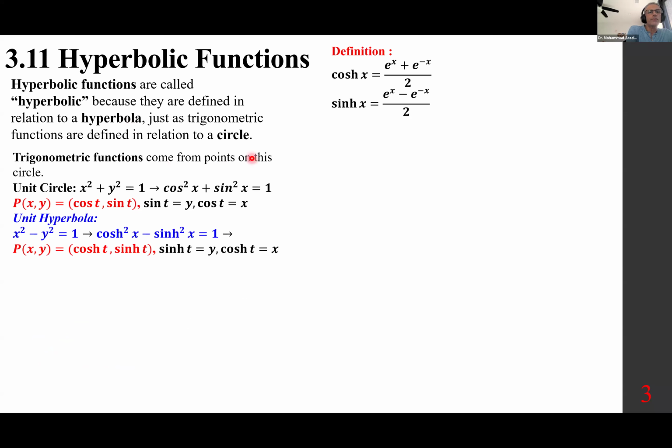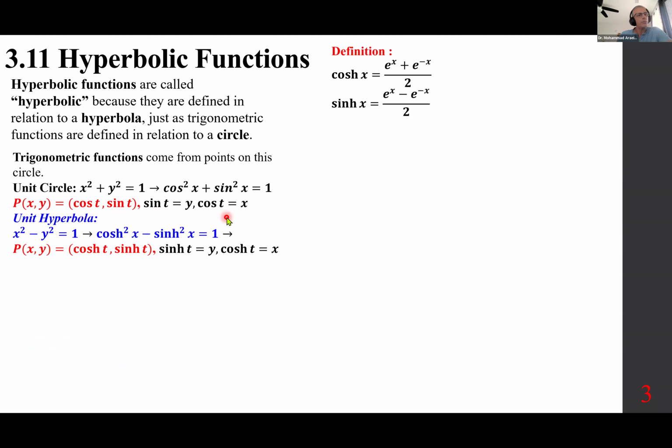Trigonometric functions come from a point on this circle, unit circle, x squared plus y squared equals 1. Therefore, cosine squared plus sine squared equals 1. A point with coordinates x, y is the same as having coordinates cosine t, sine t. So x represents cosine, y represents sine. Sine t equals y, cosine t equals x.